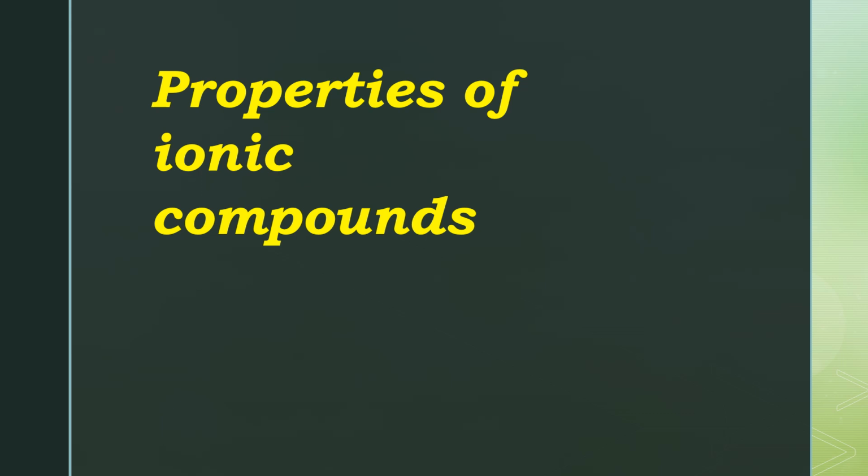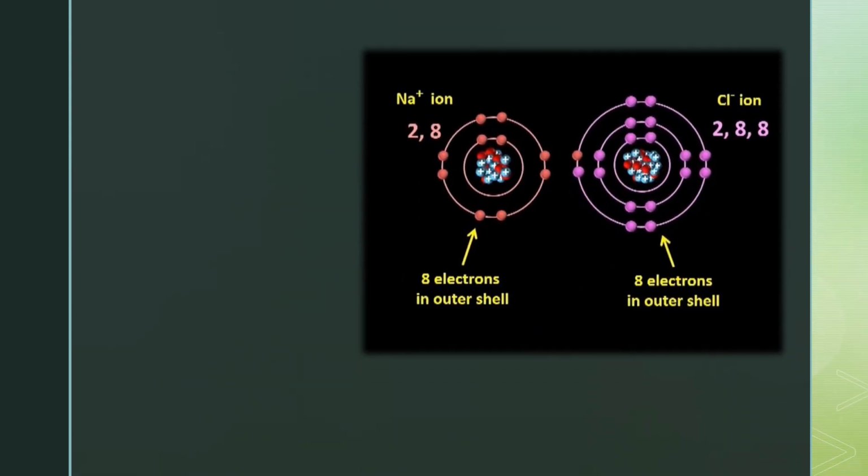So in this video we will understand the properties of ionic compounds, as we have learned about how these ionic compounds are formed. So let's start with the first physical property, that is physical nature. How it looks. All the ionic compounds are solid in form or somewhat hard in nature.